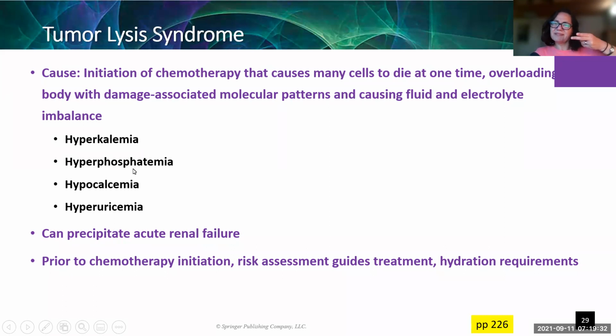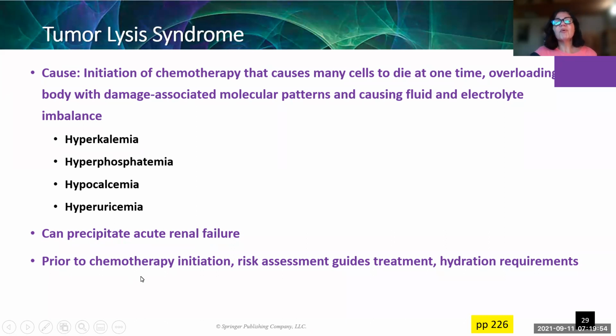Now this one's a little bit funny. The high phosphate binds to the calcium that was in the bloodstream. So we see the sudden tanking of calcium levels. And then again, hyperuricemia, because uric acid is being released from the cells. These can precipitate acute renal failure.